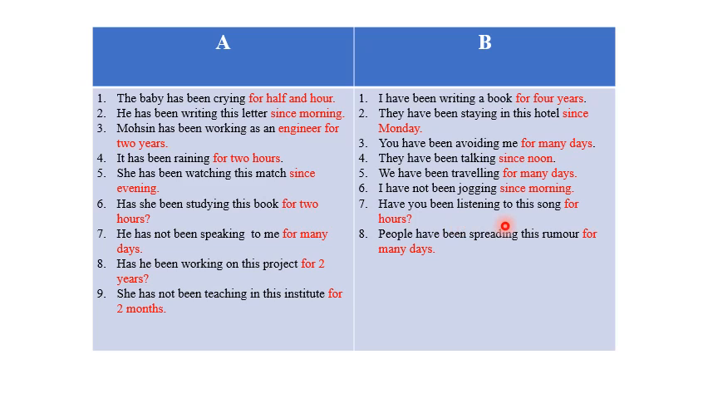Have you been listening to this song for hours? This is a question. And again, for hours means a period of time. People have been spreading this rumor for many days. Again, period of time. So, by now you must have understood that when the time is exact, when the point is mentioned, then you will use since. And when the time is not exact, then you will use for.